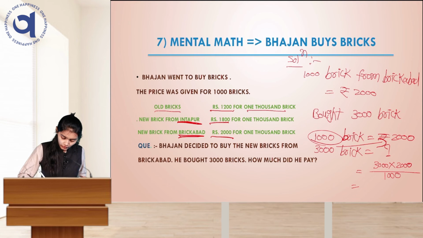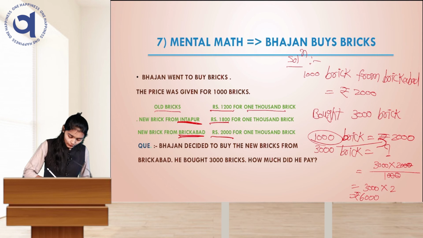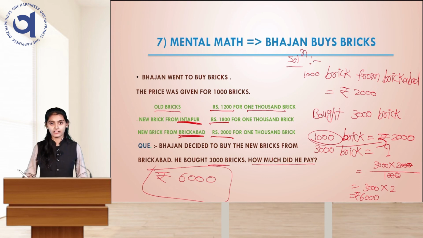So when we solve this, the 3 zeros are cut. Now what do we have? 3000 into 2. So that is 6000. So the answer is, how much does Bhajan pay? So Bhajan pays rupees 6000 for 3000 bricks from Brikabad. So this is our answer.